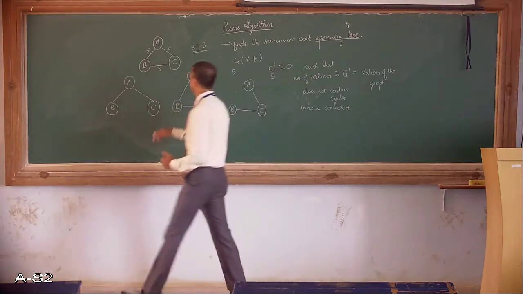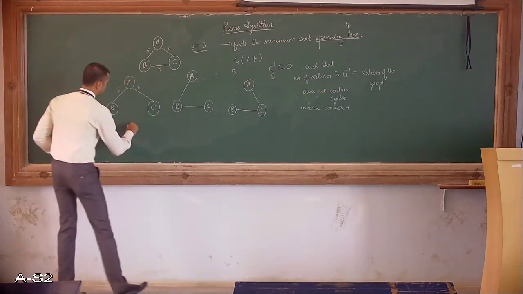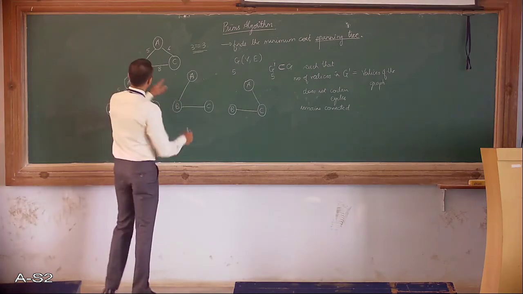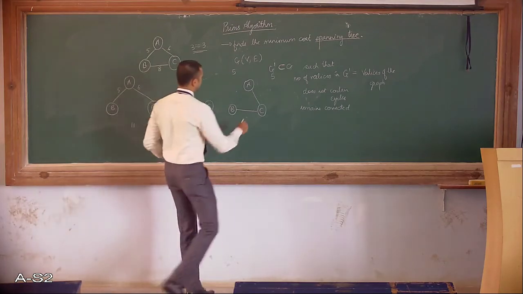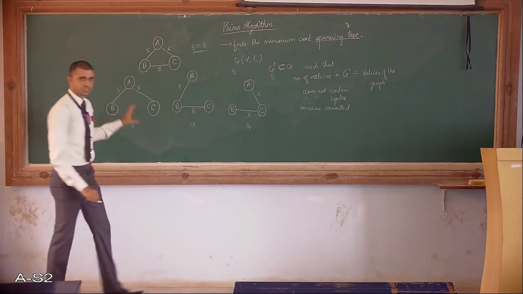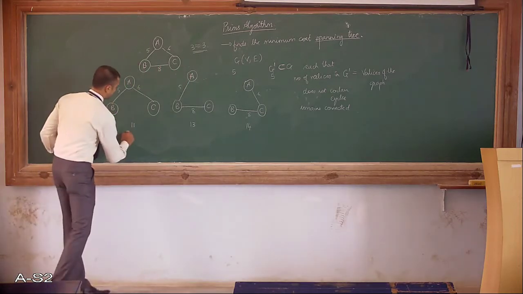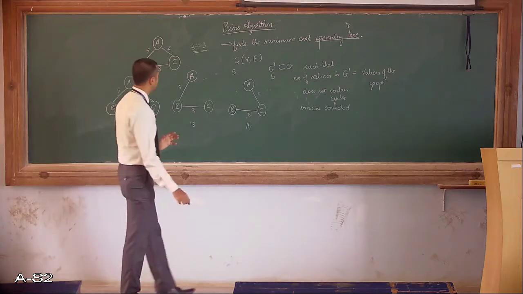Let's see in this example. These 2 edges, 5 and 6, what is the total? 11. These 2, 5 and 8, what is the total? 13. These 2, 6 plus 8, 14. So which is the minimum cost spanning tree? This one. So this is the spanning tree which is giving us the minimum cost.